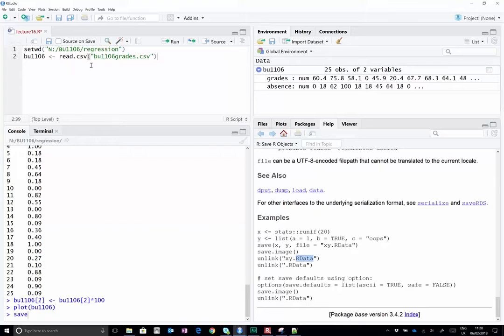So script files, like the one here at the top, where I store many commands one after the other, we usually save as .R. But objects like this, if I want to save those, I usually save them with .RData. Okay, I want to save BU1106. Let's have a look at those examples and see whether we can figure out how to do it.